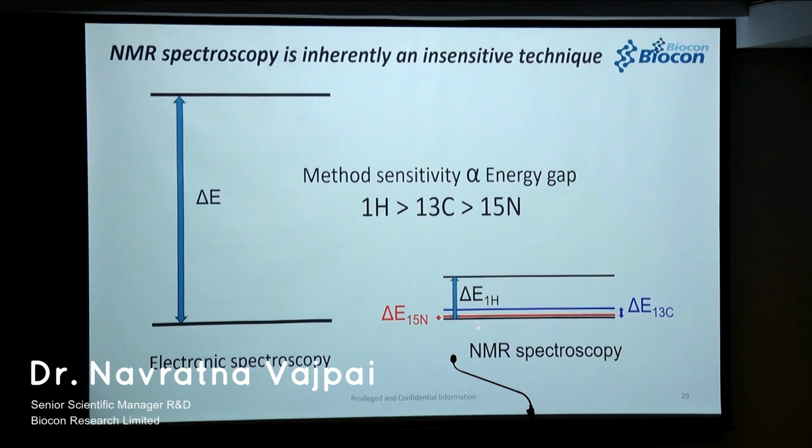Now what is interesting is that in the same spectrometer or magnet, proton has the highest sensitivity, carbon has second, and 15N is even lower.